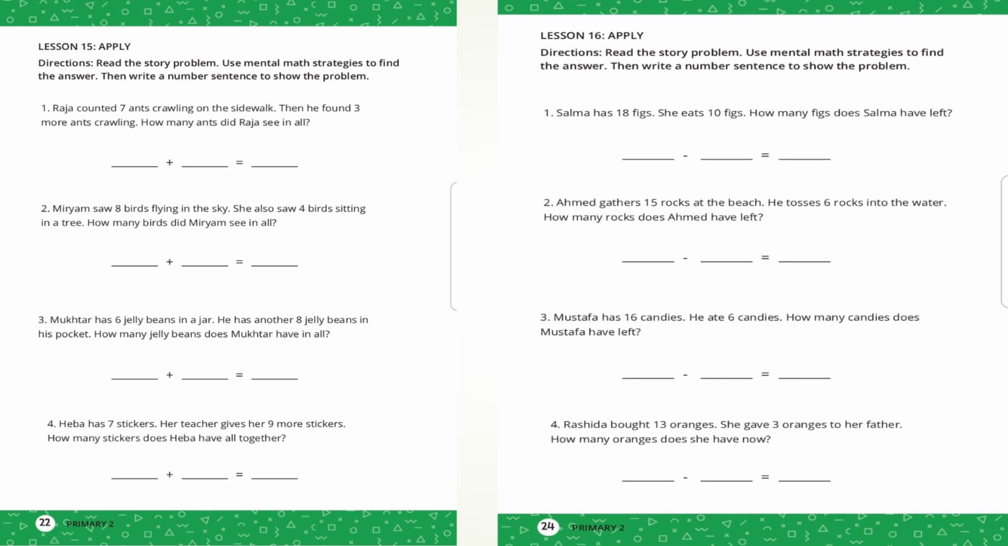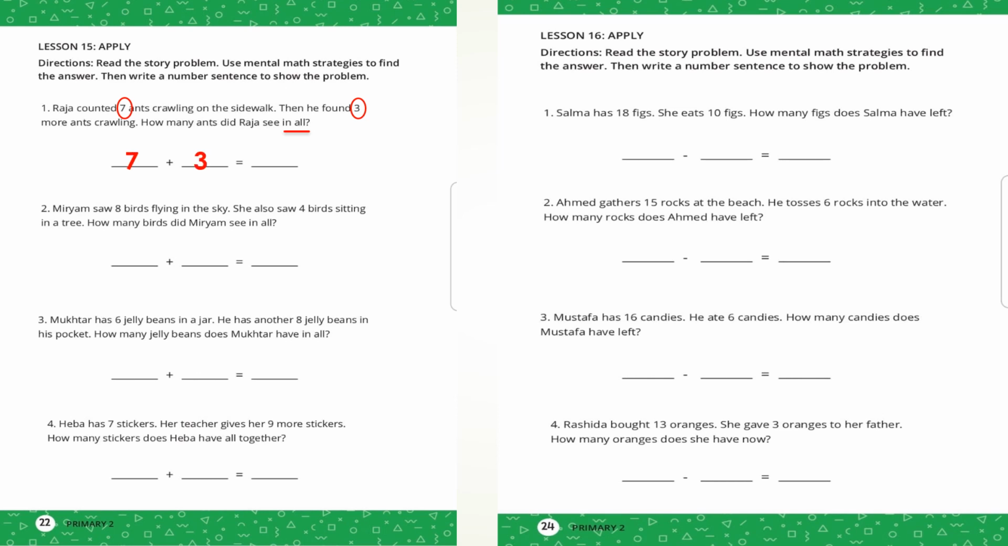Question number 1. Raja counted 7 ants crawling on the sidewalk. Then he found 3 more ants crawling. How many ants did Raja see in all? Circle the numbers 7 and 3 and underline the keyword. Here we have the keyword all. All is a keyword for what, addition or subtraction? Sum, all together, total. It's an addition keyword, okay? So we will write 7 plus 3.